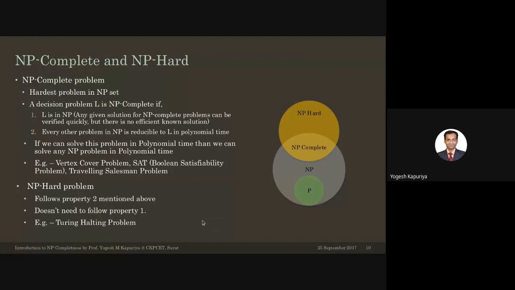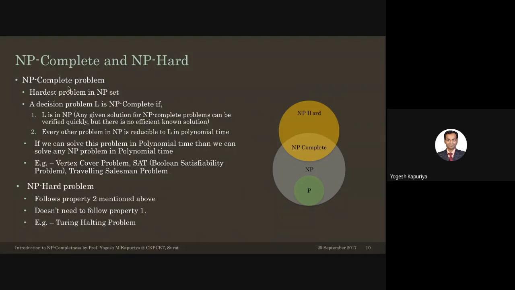Now, based on this concept of P and NP, two more classes are derived, called NP complete and NP hard. So now let us try to understand what they are. For NP complete, this figure is important and you must understand it. You have an NP class which is given by this circle. P is a subset of NP, so obviously P falls under NP. You have another class NP hard and you have an intersection of both, that is NP complete, right? So let's try to understand what it means.